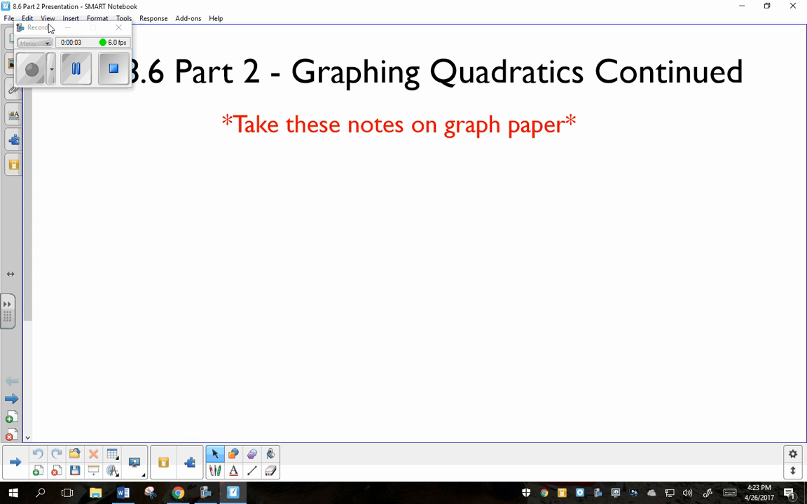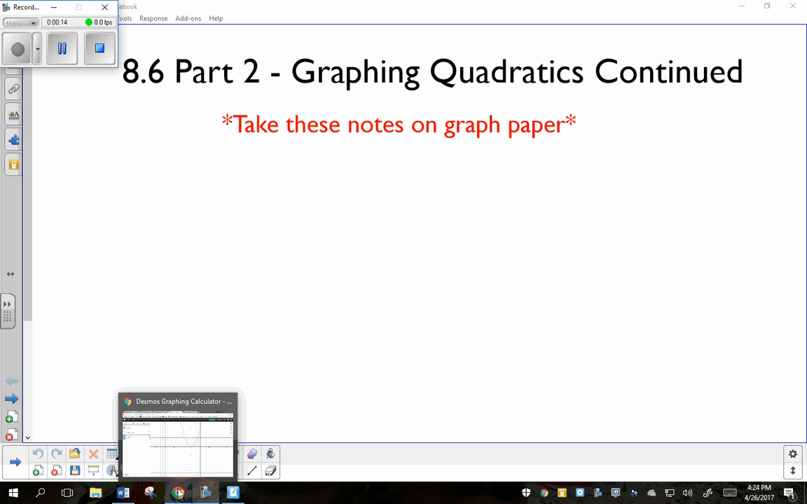This is 8.6 part 2, and this is just on graphing quadratic functions continued. So again, take these notes on graph paper. And the first thing we're going to do is just look at a couple of graphs on Desmos again, kind of like I did on the last notes.